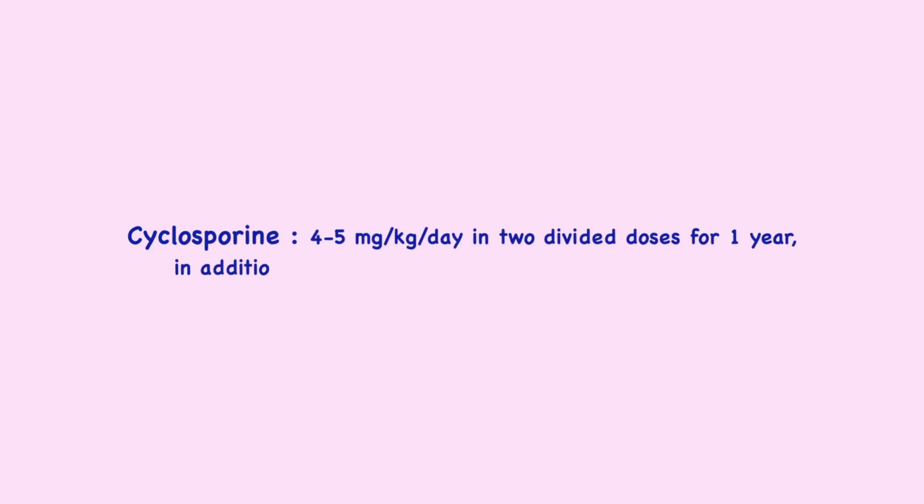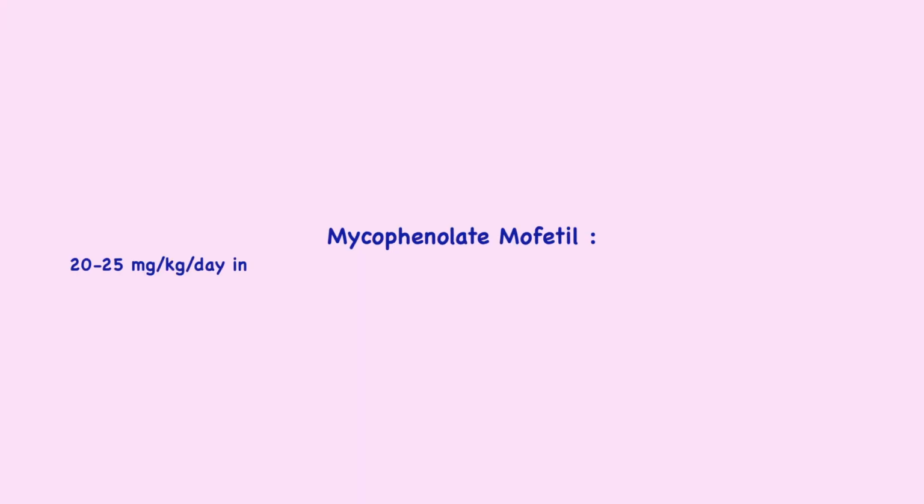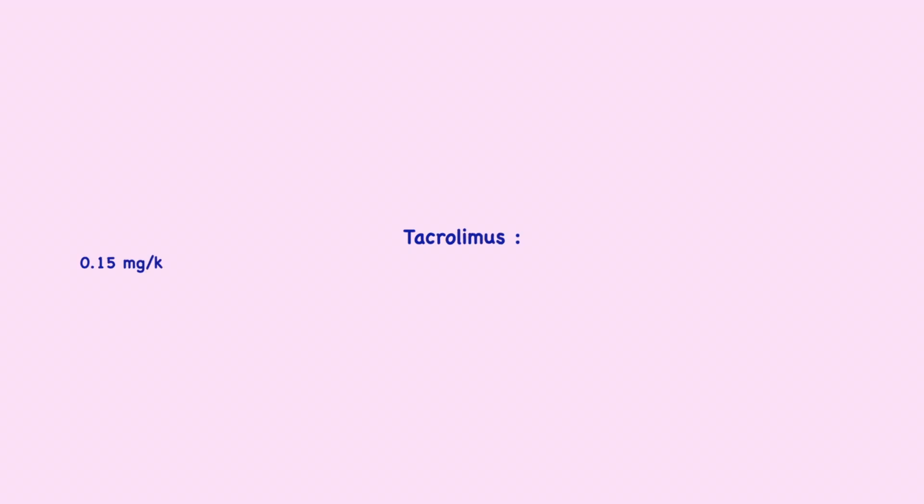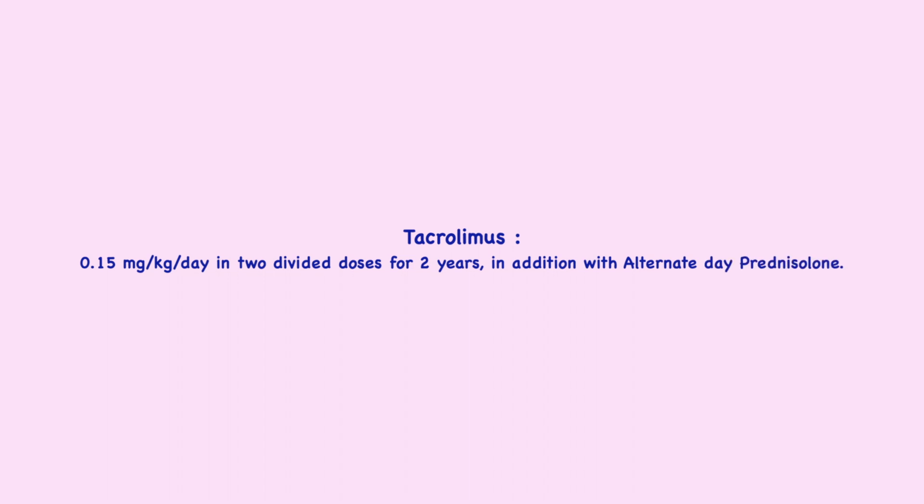Cyclosporin 4 to 5 mg per kilogram per day in 2 divided doses for 1 year, in addition with alternate day prednisolone for 12 weeks. Mycophenolate mofetil 20 to 25 mg per kilogram per day in 2 divided doses for 1 to 2 years with tapering dose of prednisolone. Tacrolimus 0.15 mg per kilogram per day in 2 divided doses for 2 years, in addition with alternate day prednisolone.